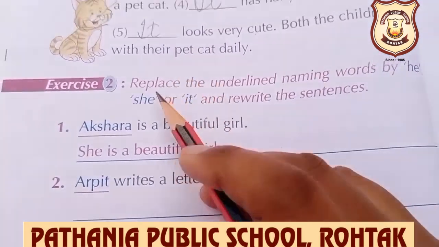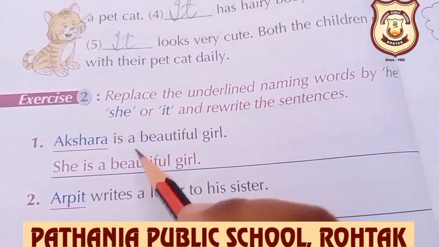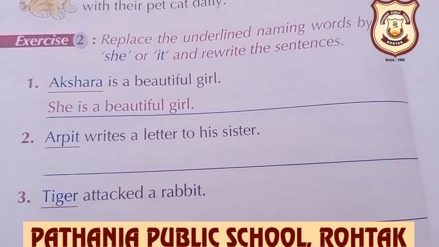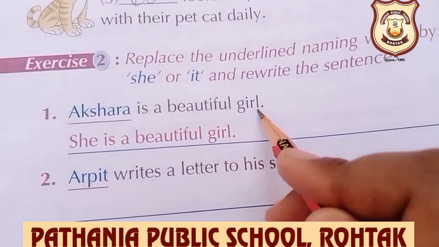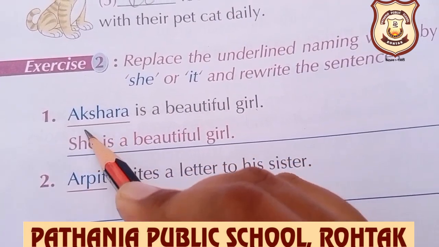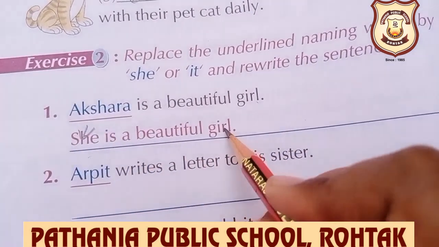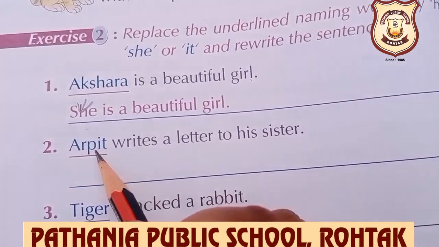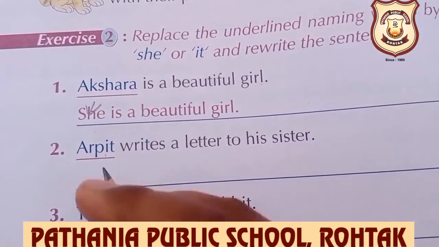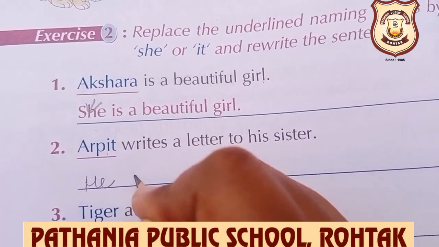Now see, replace the underlined naming word. जो underlined naming words हैं, you have to write he, she or it. Pronoun. Akshara is a beautiful girl. Instead of Akshara, we can use she. So she is a beautiful girl. Arpit writes a letter to his sister. Instead of Arpit, we can write here he.